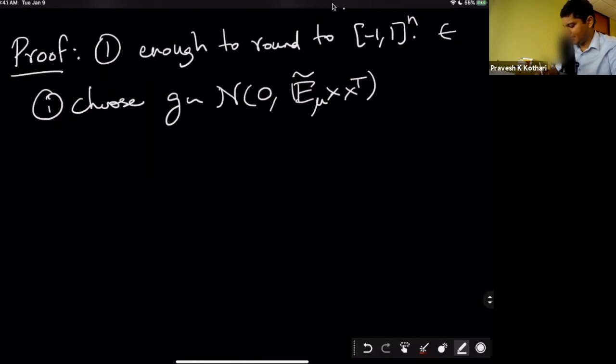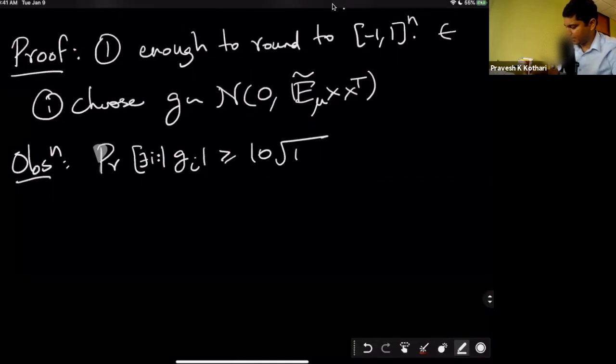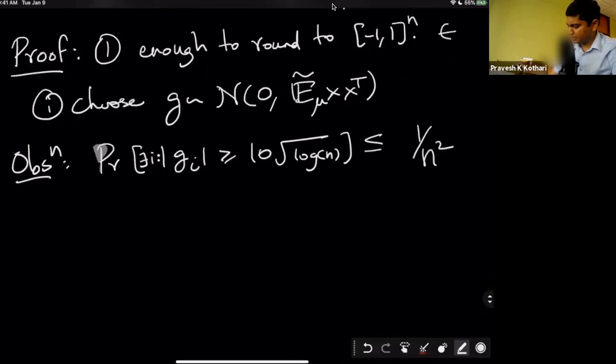So, the main observation, and you can prove this using the simple Hoeffding inequality and a union bound, is that the probability that there exists an i such that G_i is bigger than, let's say, 10 root log n is at most 1 over n squared. And this is quite simple.